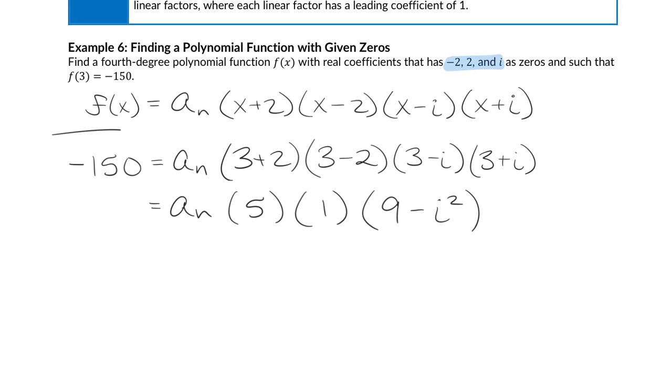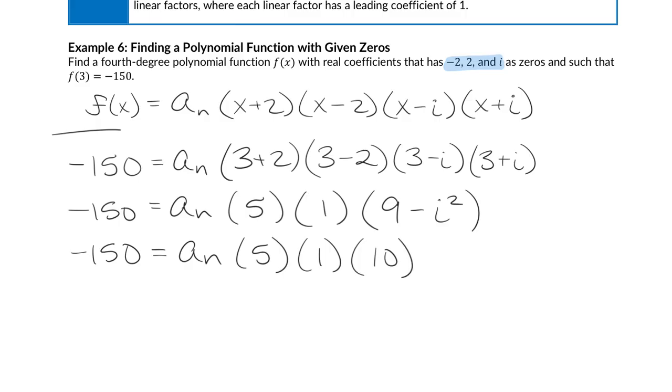So really, this step should say, let me write this down, negative 150 equal to a sub n times 5 times 1 times 10. 10? Yeah, 1 plus 9, because the negative 1 becomes, change the sign, 9 plus 1, so 10. 5 times 1 times 10 is what? 50. So then we have negative 150 equal to 50 a sub n. How do you solve for a?